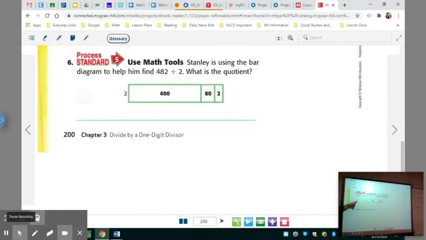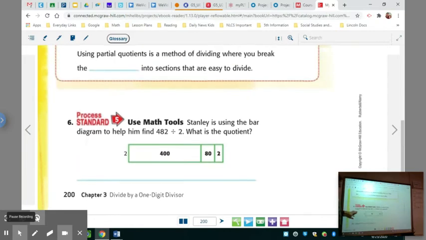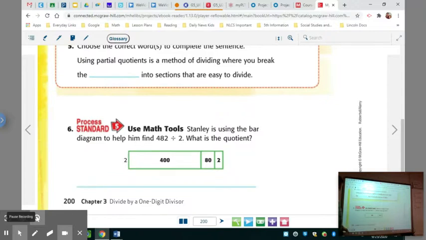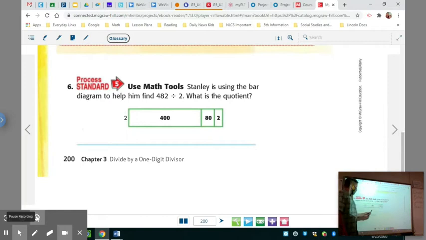All right, let's go ahead and go down to this one right here. This one is asking for the answer because it says what's the quotient. Really, what about the dividend? Break the dividend. All right, so we're going to break this up right here. How many times will 2 go into 400? 200. How many times will 2 go into 80? 40. 2 goes into 2, 241. That's what I got.